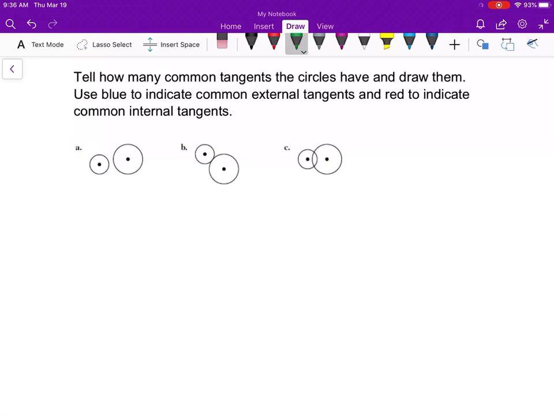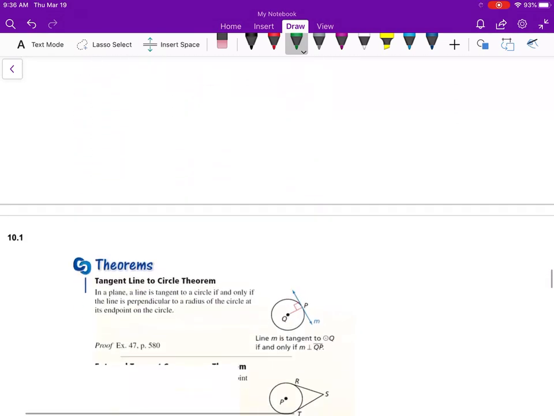So, if we look at part A right here, how many common tangents are there? There's no common tangents. In part B, there's one tangent, and it goes right here between the two. I'm not using red, but they have a common tangent right there. And then part C, there's no common tangent as well because there's intersection. Okay, moving on.